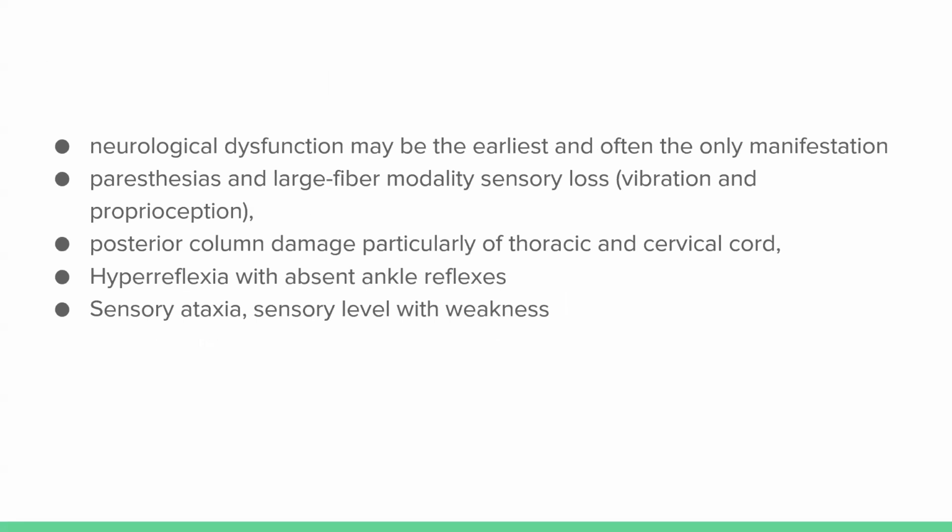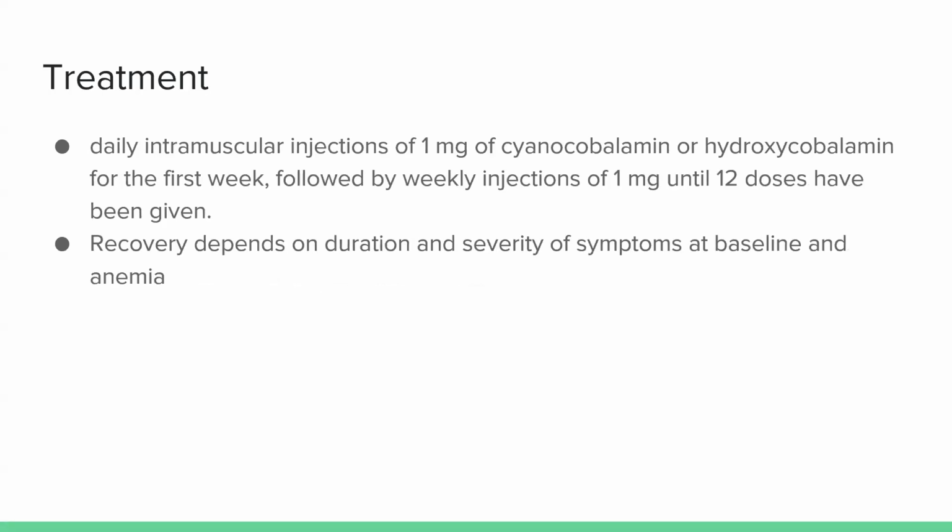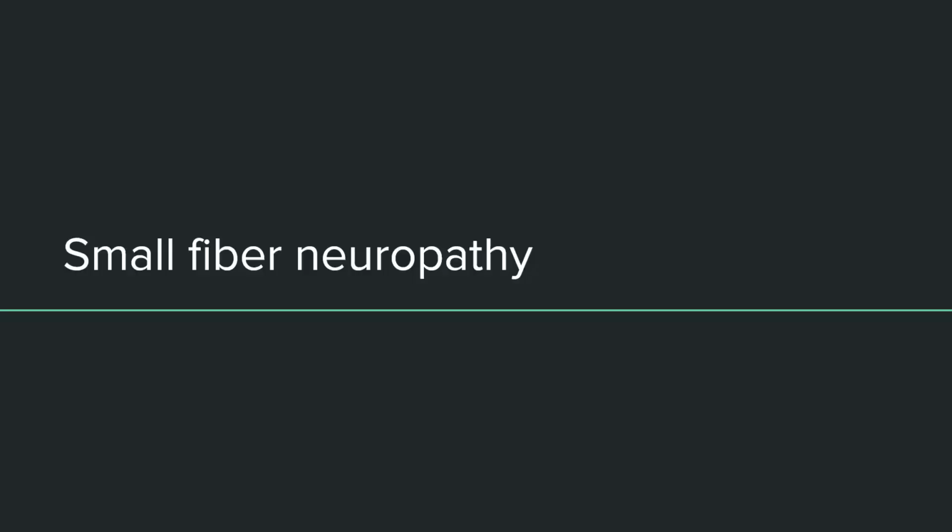Usually there is loss of vibration and proprioception sensation, posterior column damage, hyperreflexia in the other limbs, but absent ankle reflexes. Sensory ataxia with some sort of sensory level can be seen. Treatment has already been mentioned: cobalamin injections, and depending on the underlying cause, we may need to continue. Recovery depends on the duration of the illness. If it's been around for maybe 4 years, then the patient may not recover at all. It also depends on the severity of the symptoms at baseline and the presence of anemia.